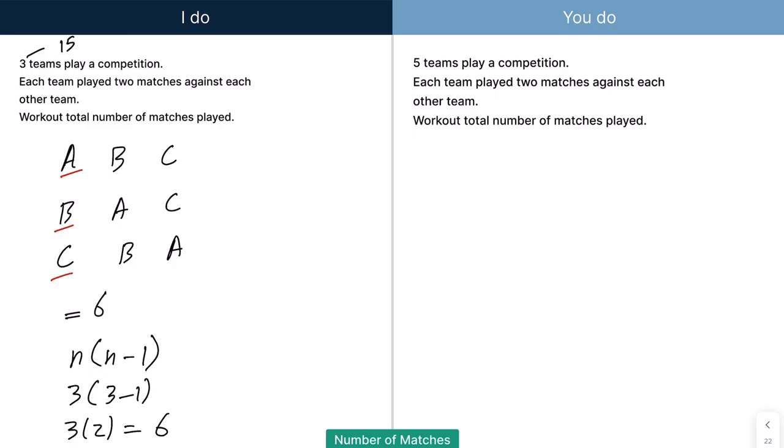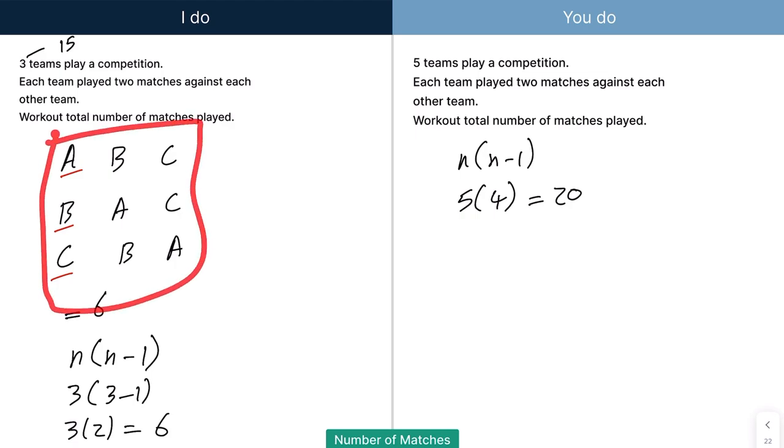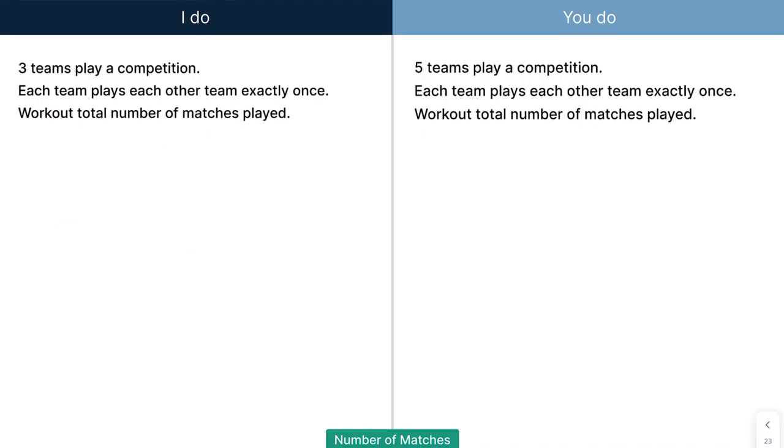So hopefully you've pressed pause and had a go at the example on the right. Now with this, we can list them out, but it's just easy if I just use the formula. So that's 5 times 4, which is 20. Again, you could have listed it out like I did here. So that would be A, B, C, D, E, and then you can list out all the combinations, but this is quicker.